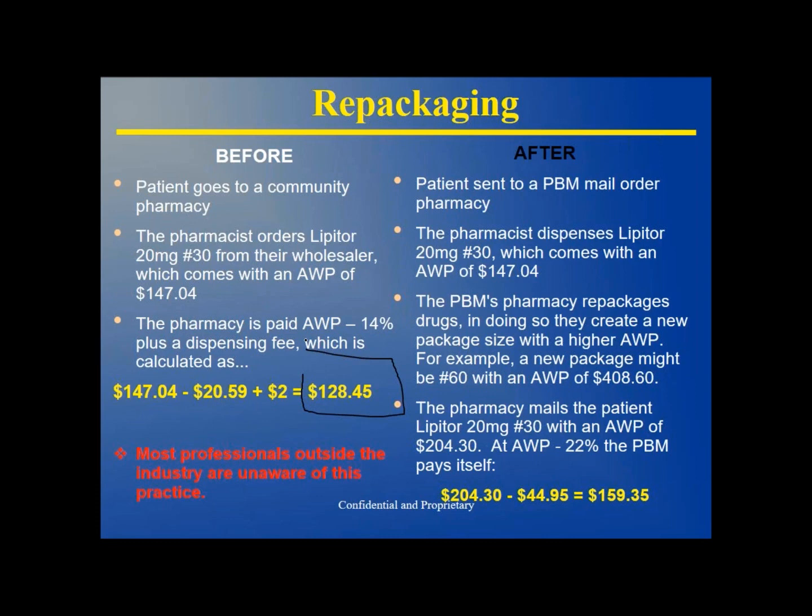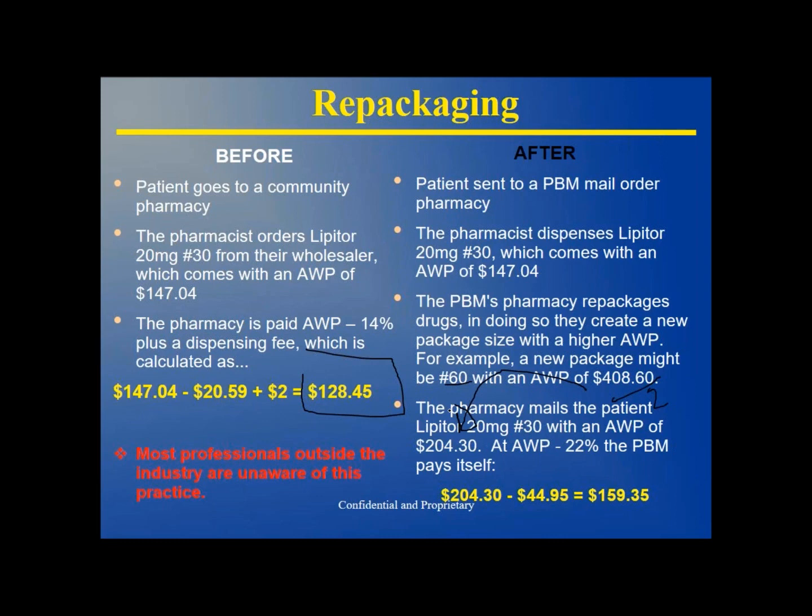Did you get that? It is now legally able to change the AWP, which was set by the original manufacturer of the product. So now the package size is based upon 60, and the PBM's mail order pharmacy changes the AWP to $408.60. Remember, the patient only needs a quantity of 30. So based upon that 30, the new AWP is $204.30.